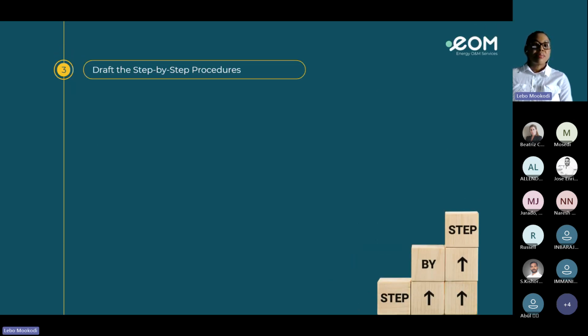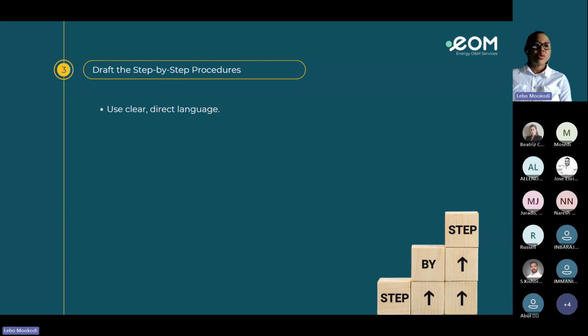Now, drafting the step-by-step procedure. As you draft the procedure, every step should explain to the reader exactly what has to be done, how to do it, and why. And in order for someone to quickly verify that a step was completed successfully, it should be measurable.